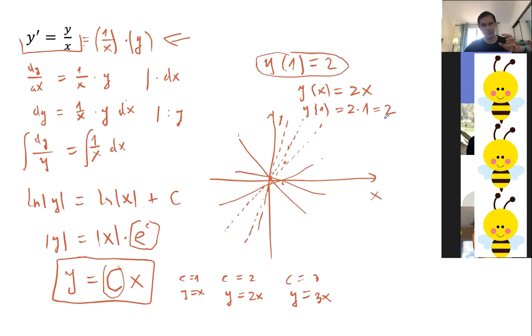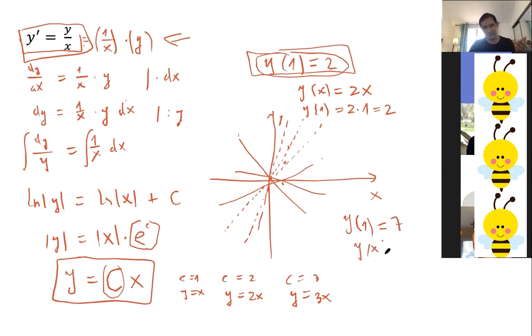An initial value problem consists of a differential equation like this one and one condition. For example, the function at 1 is supposed to be equal to a given value. So if you want another condition, I can give you that the function at 1 is equal to, let's say, 7, for example. Well, what's the corresponding solution? y of x equals 7x. See, every solution of this differential equation has to be of this form c times x, and the only point is to find the appropriate constant c. So obviously in this example, that would be 7.